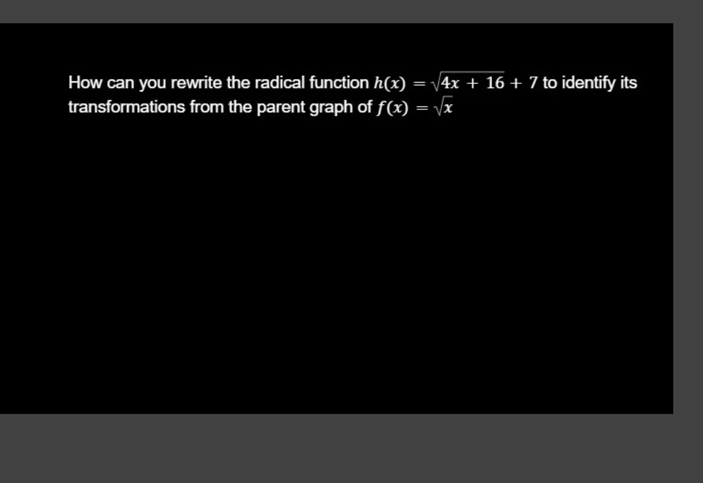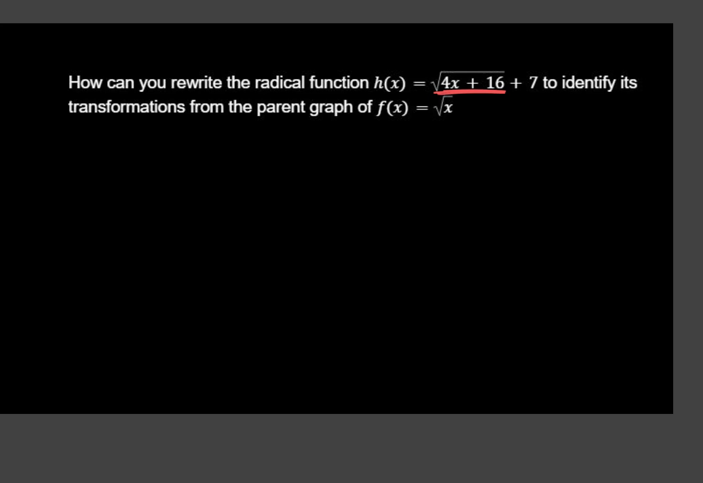So in this example, we're asked, how can we rewrite the radical function h of x, which is equal to the square root of 4x plus 16, with a plus 7 on the outside, to identify its transformations from the parent graph of f of x equals the square root of x. Now we could try to describe the transformations as is, however that gets a little tricky when we try to describe the translations and dilations and stuff, whenever there's multiple things going on on the inside of the function.